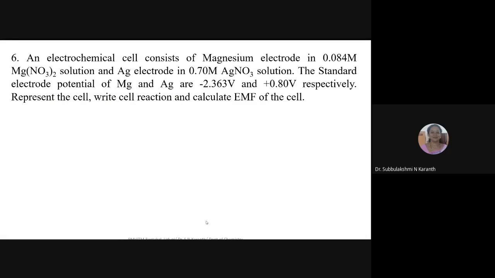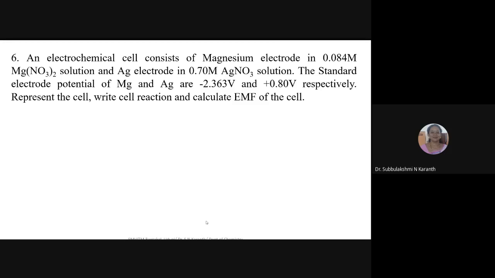Now I shall move to the next problem. An electrochemical cell consists of a magnesium electrode in 0.084 m magnesium nitrate solution, that is, magnesium metal is dipped in a 0.084 m magnesium nitrate solution, and a silver electrode, that is, silver metal dipped in a 0.70 m AgNO3 solution. The standard electrode potentials of Mg and Ag are minus 2.363 volt and plus 0.80 volt respectively. Represent the cell, write the cell reaction and calculate the EMF of the cell.